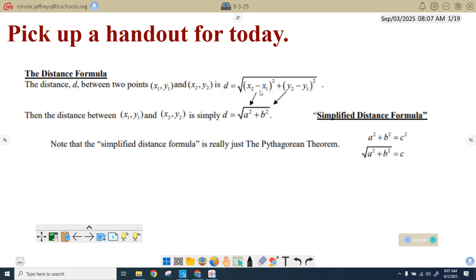Okay, so now something to think about. This is closely related to the Pythagorean theorem.